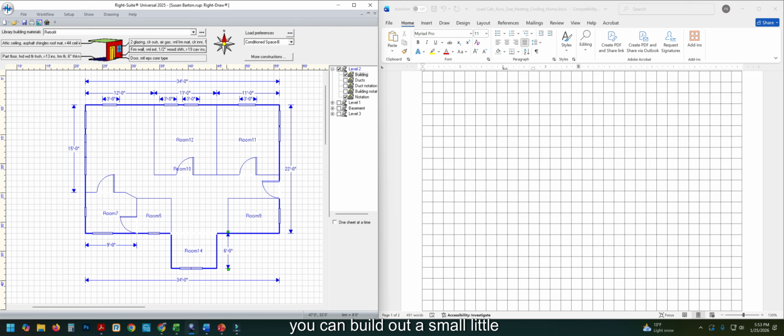Real simply, you can build out a small little room just like this, connect it to another room like this, and now we have two rooms side by side. Both are 11 feet in width, right? And that gives us a final remaining space of 12 feet. So we could add all three values together, or we just know that we're going to have 34 feet. Completely up to you on how you want to do this, but it's really important to understand these values.